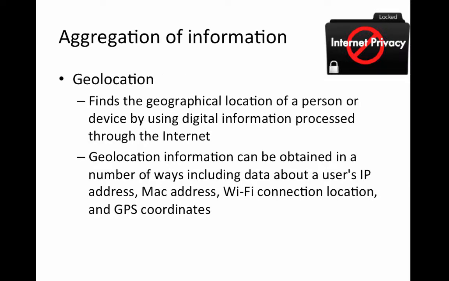So the aggregation of information includes geolocation, which is a specific function that can find the geographic location of a person or device by using digital information processed through the internet. This information can be obtained in a number of ways, including data about users' IP address, MAC address, Wi-Fi connection location, and GPS coordinates.